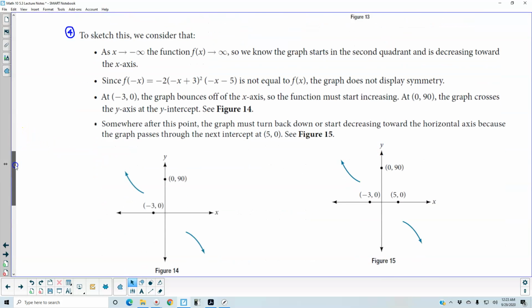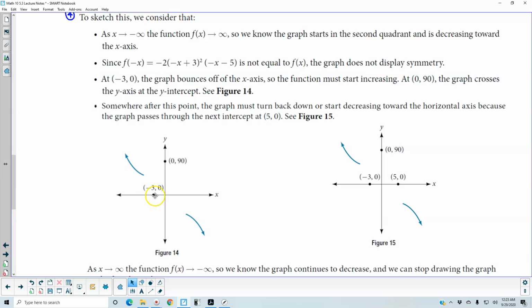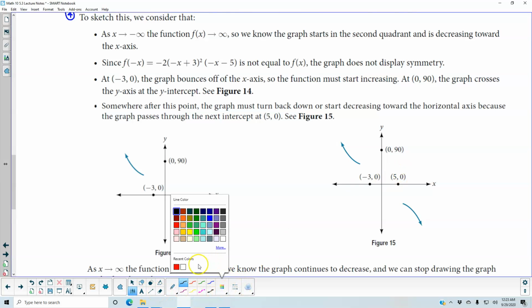So let's take a look here. Here we plotted our x-intercept, negative 3, 0. So when it comes down here, it's going to bounce off the x-axis, and then it's going to go back up to where it is at (0, 90). Now after this point, the graph must turn back down or start decreasing towards the horizontal axis because the graph is passing through the next intercept at (5, 0). So what that means is we should have the following.